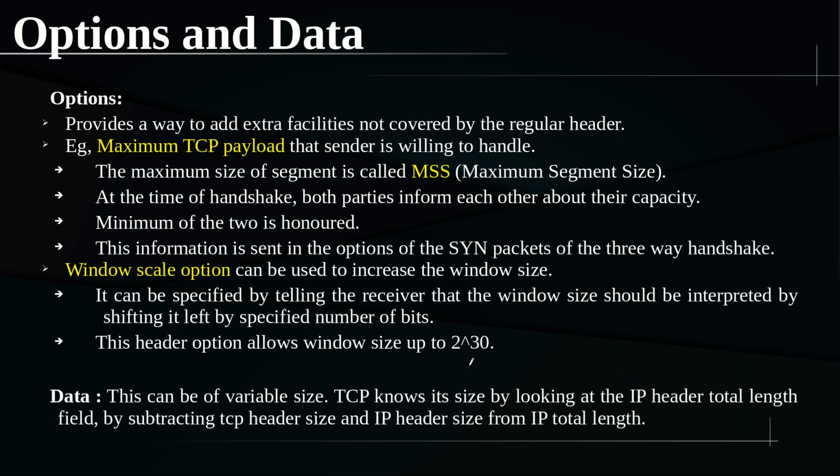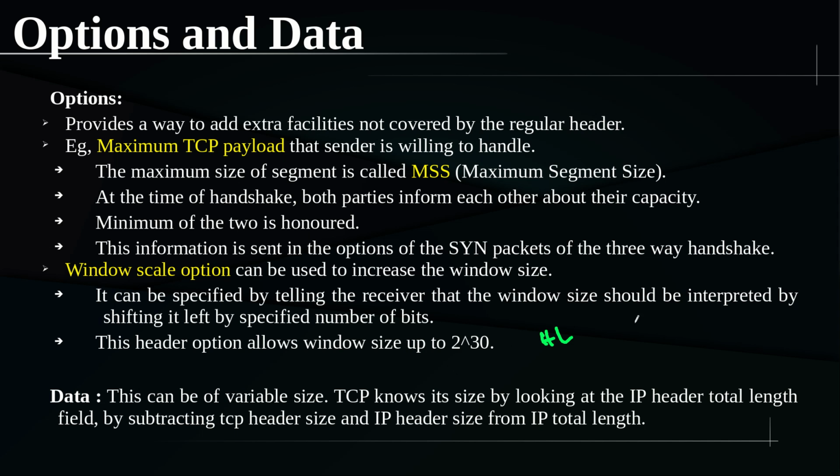Now the data field, the actual payload, can be of variable size, and TCP knows its size by looking at the IP header total length field, subtracting the TCP header size and IP header size from the IP total length. So if you look at the TCP header, we have only the TCP header length field.